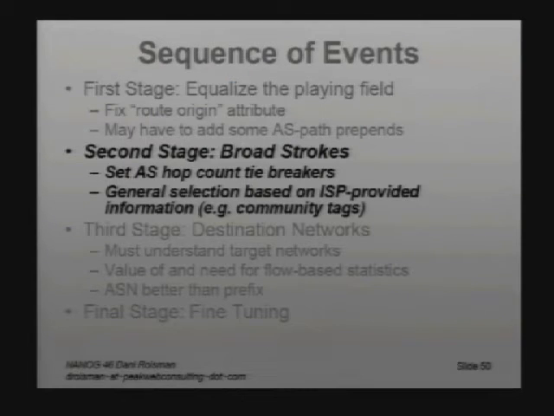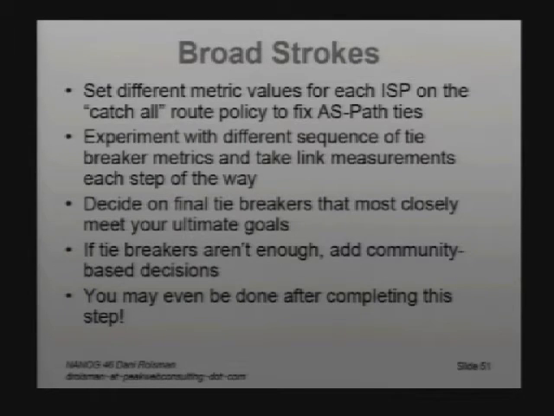Once we've completed our first stage, we have our second stage. These are some broad strokes. This is where we actually start doing some of the initial tuning. We're going to set those tiebreakers, and we'll do some additional general selection. The tiebreaker is that we're going to set a different metric value for each ISP on that catch-all policy that we initially wrote that set a metric of 0. Well, now we're going to change it to a different value.